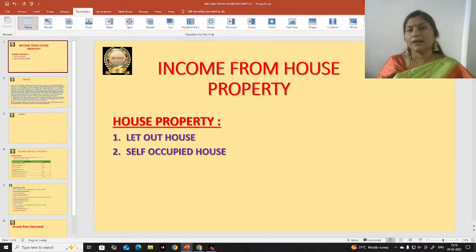Whenever tax liability is imposed, tax rebate will be given under section 87A if they are eligible for that. Surcharge will also be imposed if their income is more than the limit. So you should know about all this. I will discuss all this in the other classes after completing income from house property.